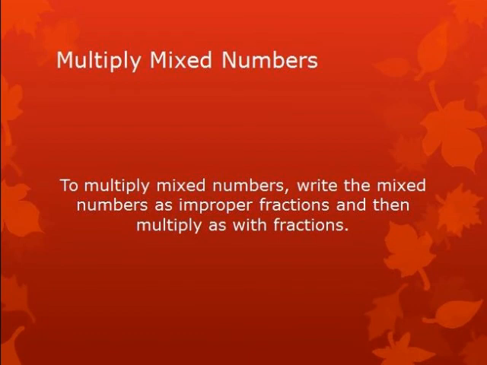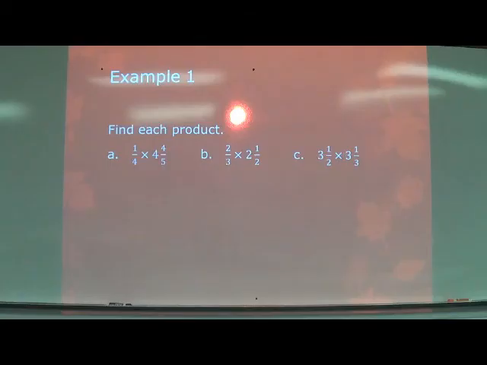The only difference here that we're looking at is that we have to write the mixed number as an improper fraction first. Then we multiply it just like fractions. Everything else will be exactly the same. So when we multiply those mixed numbers, all you need to do is convert it to an improper fraction, multiply straight across, simplify, and reduce. So let's take a look at how we can do this.